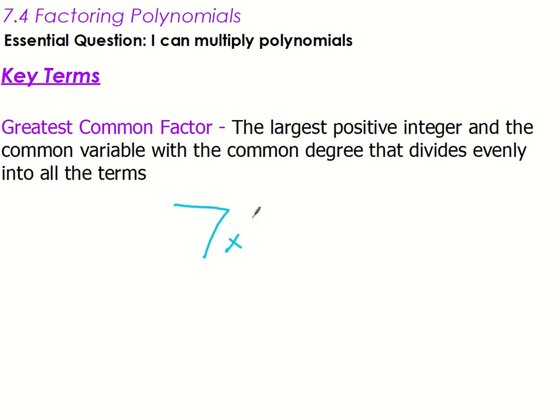So, for example, if I have 7x squared plus 7x, my greatest common factor is what can be divided evenly. What's the largest positive integer that can be divided by both of the coefficients? That would be 7, because I can divide 7 by 7. But then it's also the common variable with the common degree. I cannot divide both by x squared because this does not have a square. This only has a degree of 1. So the common factor I can factor out of both is 7x.